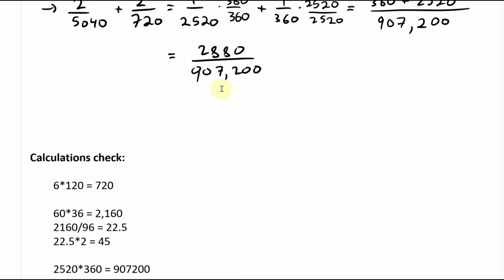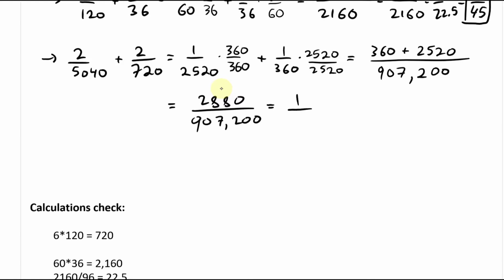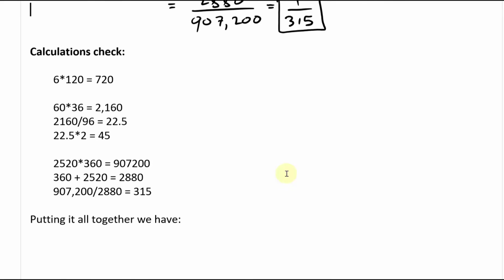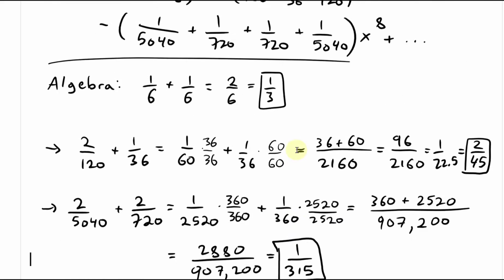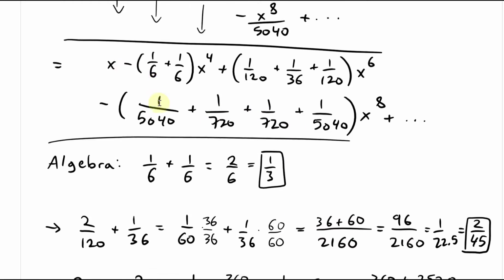So that's just the inversion of this. In other words, this equals 1 over that inversion, 315. So now we've got these all there. Those were our calculation checks, and this all looks well and good. Now let's put it all together and get our answer.